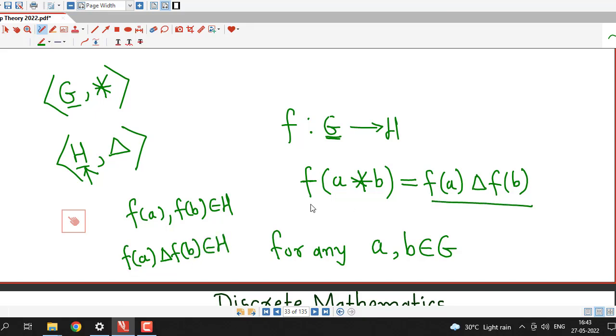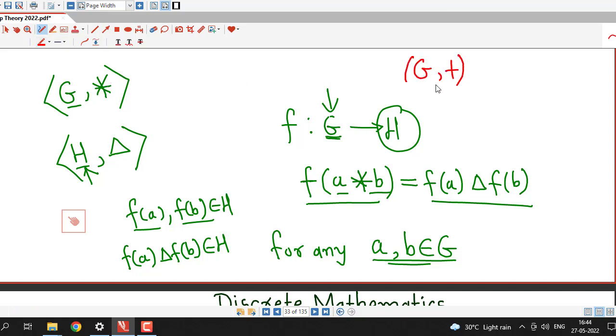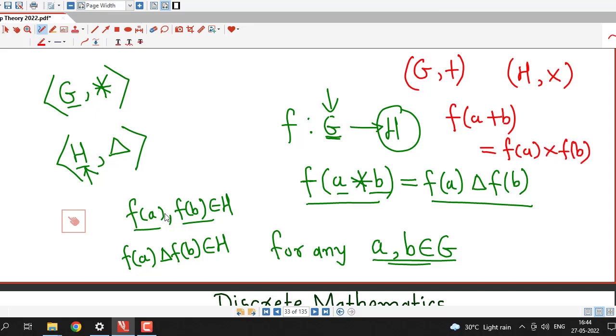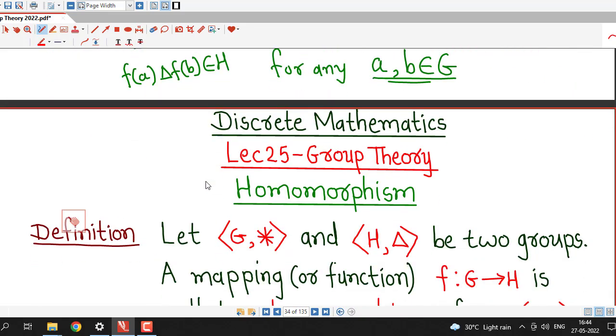So if these two elements are equal, then we can say that this function f is a homomorphism from group G to group H. The binary operation in G is star, so we write A star B because A and B are elements of G, and the binary operation of H is delta, so we write f of A delta f of B because f of A and f of B are in H. Suppose the binary operation of group G is addition and the binary operation of H is multiplication, then we will have this condition: f of A plus B equals f of A into f of B. So we will remember this definition of homomorphism.